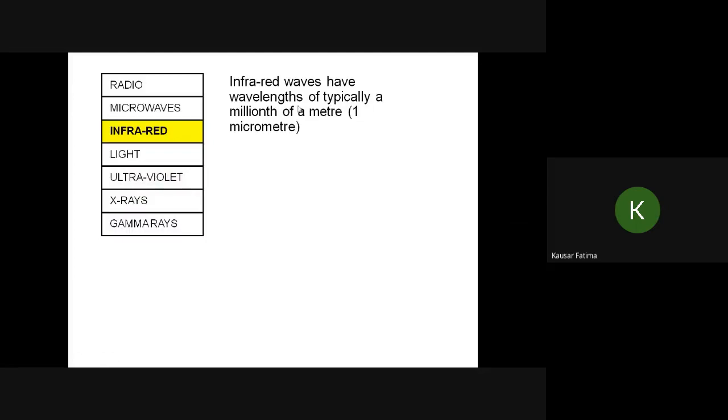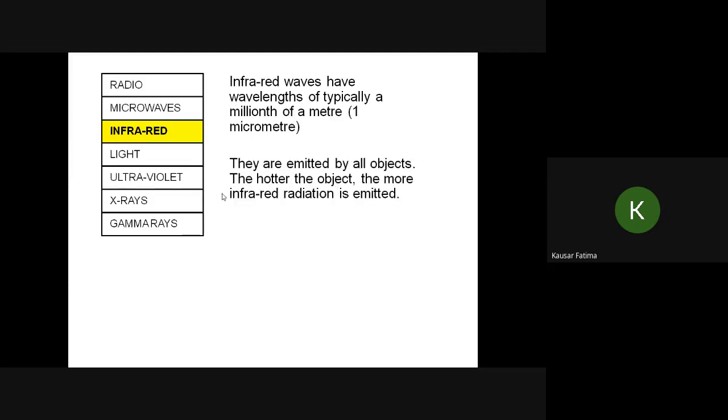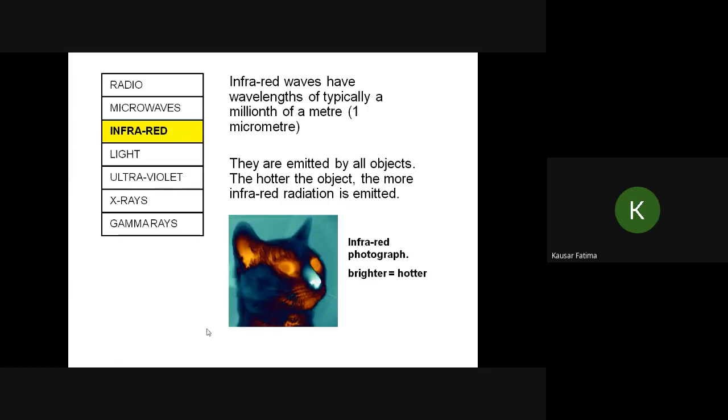There are some more uses. Their wavelength is about 1 micrometer, shorter than microwaves. Okay, they are emitted by all hot objects. The hotter the object is, the more infrared radiation is emitted. It means the wavelength of that infrared radiation will be shorter if the temperature is higher. Okay, so this is infrared photography. Brighter means hotter.